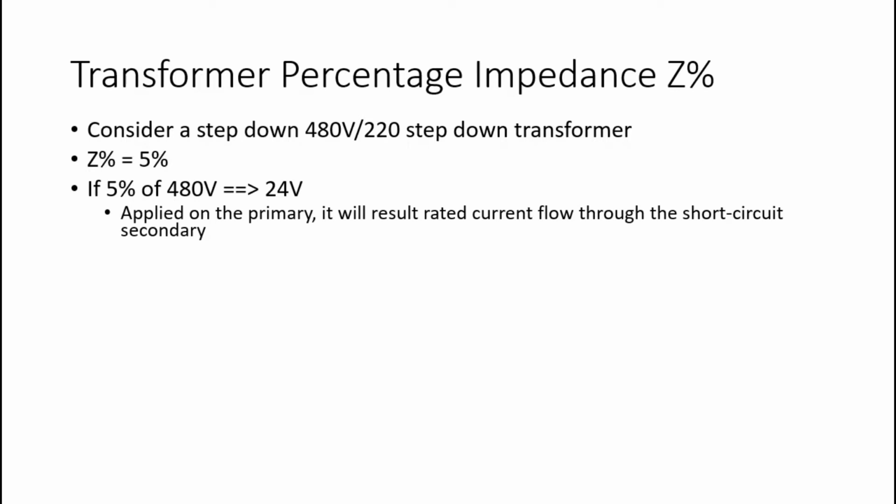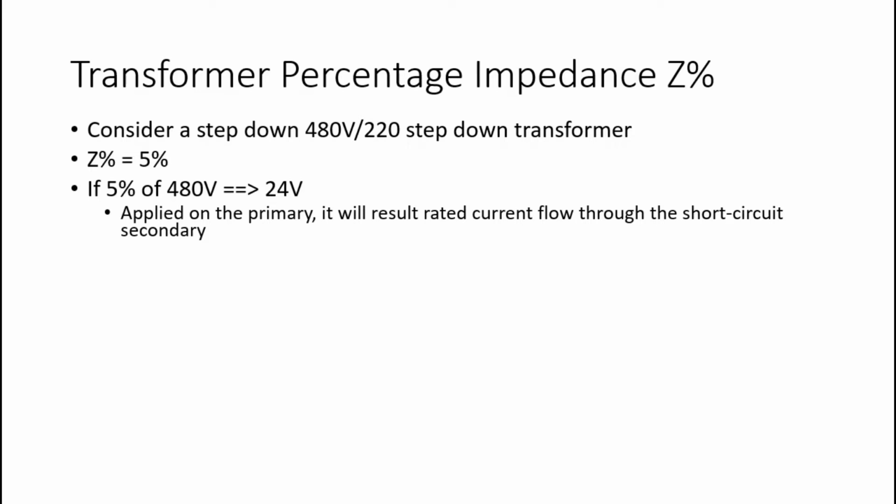The answer is this. This means that if you have a primary rated voltage which is 480 and a percentage impedance of 5%, then if 5% of this primary rated voltage is applied at the primary terminal of the transformer, which is 5% of 480 volts, that is 24 volts, you will get the rated electrical current flowing through the secondary when the secondary is short circuited. So this is a very important concept.